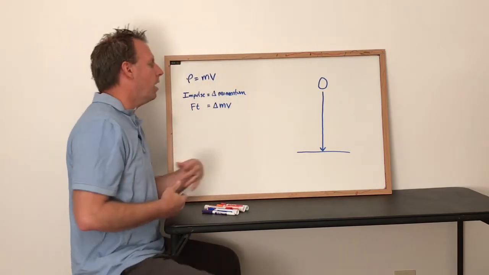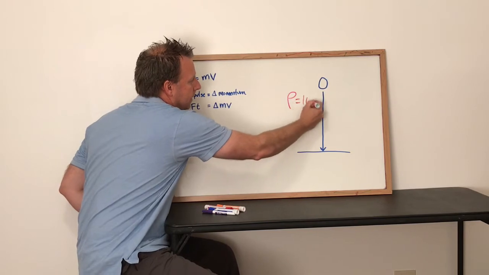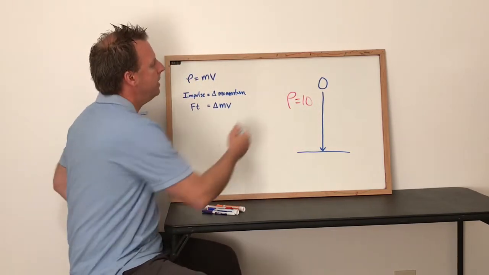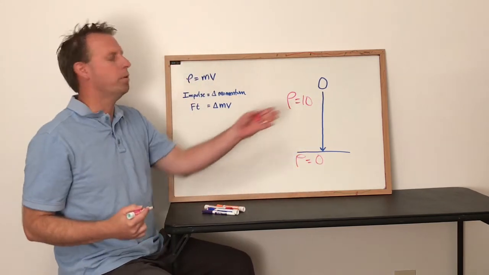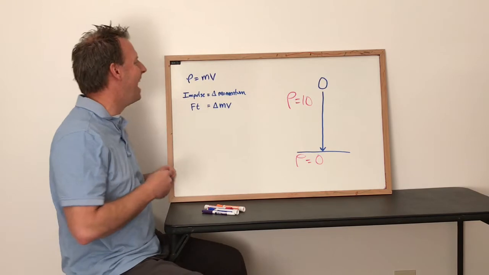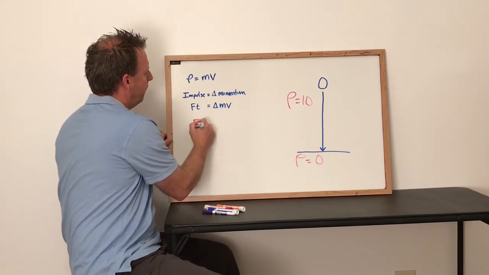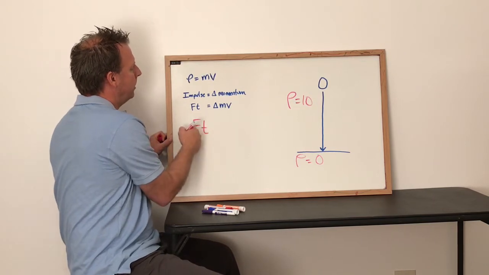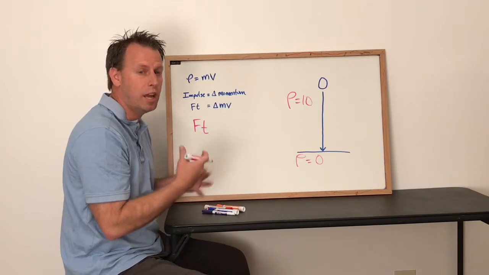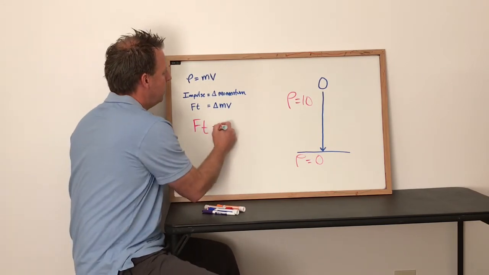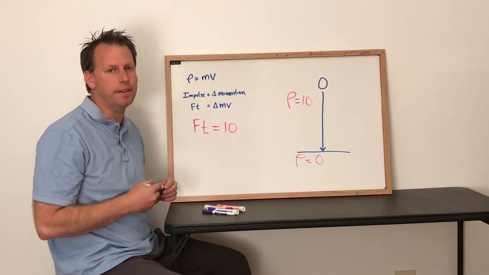So here we go. We've got our egg, it's falling, it's got a certain amount of momentum, right? Let's say it's 10. And when it hits the ground, its momentum is going to go down to 0. So its change in momentum is going to be 10, right? And so we could write this as the force that the egg experiences multiplied by the time of the impact, the time that it takes to change the momentum, is going to be equal to 10, because its momentum is going to change by 10, right?